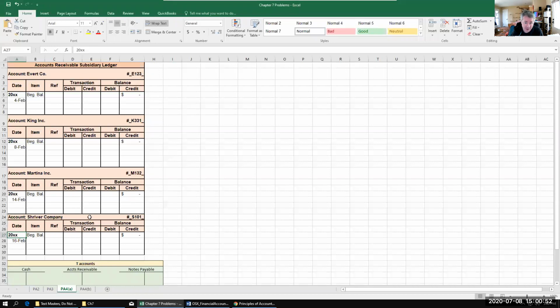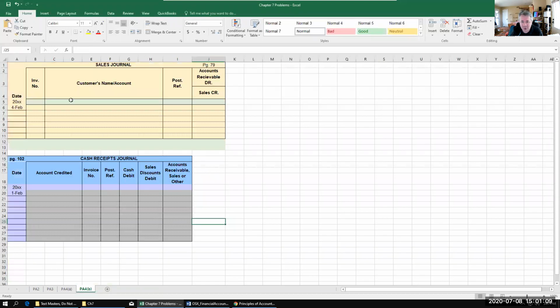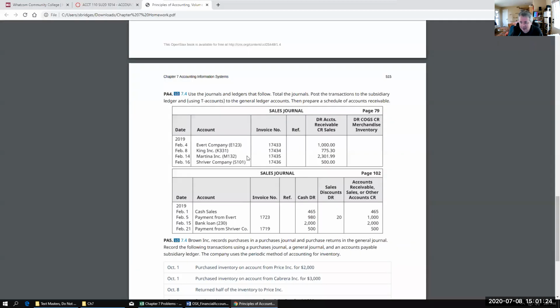Here's our schedule of accounts receivable. This is where we're going to be putting in the transactions for each of the companies that are in the problem. Here are the T accounts that we're going to be totaling up as we go, just T accounts from the basic accounting principles. And then here we're going to be totaling up the cash receipts journal and the sales journal. This part is actually pretty easy. This is just basically recreating the sales journal, and again, this is supposed to be cash receipts journal, taking these and totaling them.